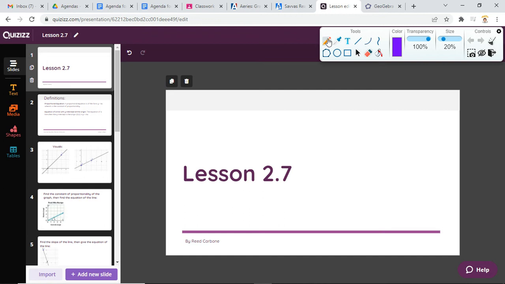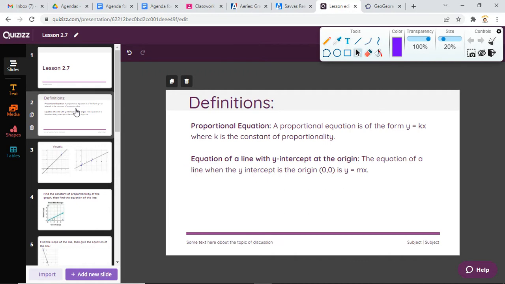Hello class, today we're going to be going over lesson 2.7, and what we're going to be working with today is how to write the equation of a line when that line goes through the origin. Okay, so let's start off with some definitions here.